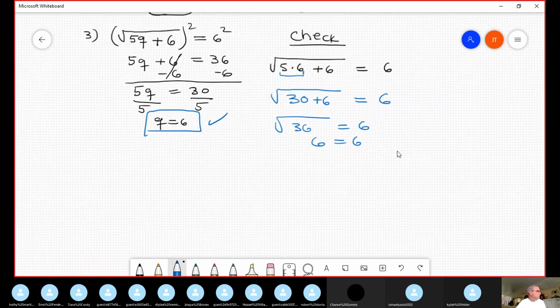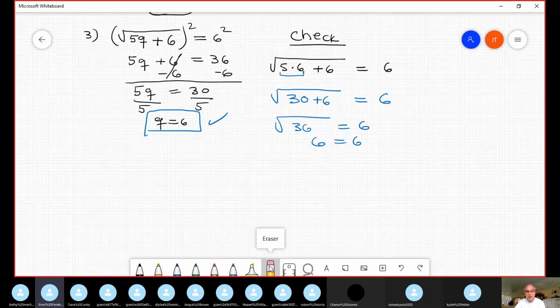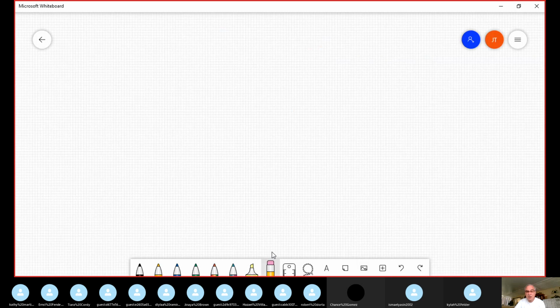Okay, now I want to solve some equation that contain 2 radicals. This is a little bit more complicated. 2 radicals more complicated. May I erase the board? Because I need more space. Yes, sir. Okay. Super.